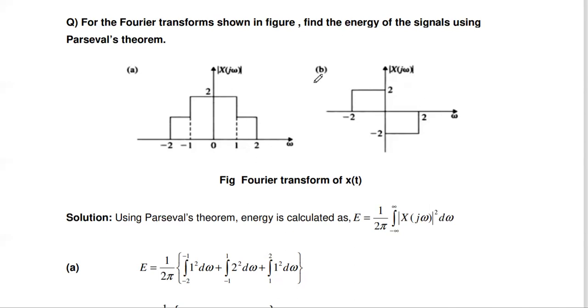Similarly, this is the second problem. This is X of j omega for one particular signal, and for that signal we have to find out the energy.